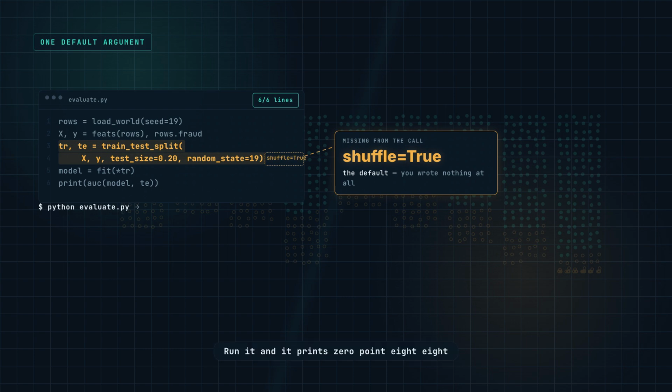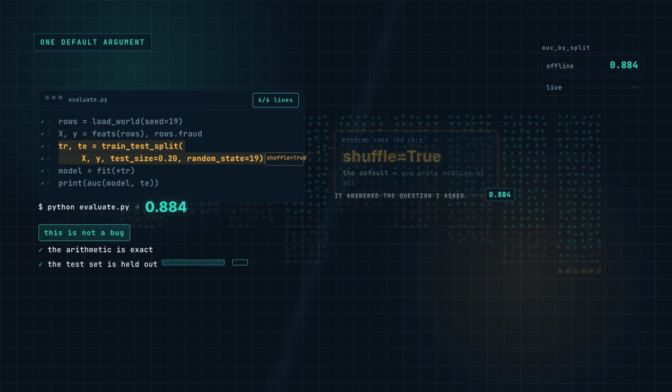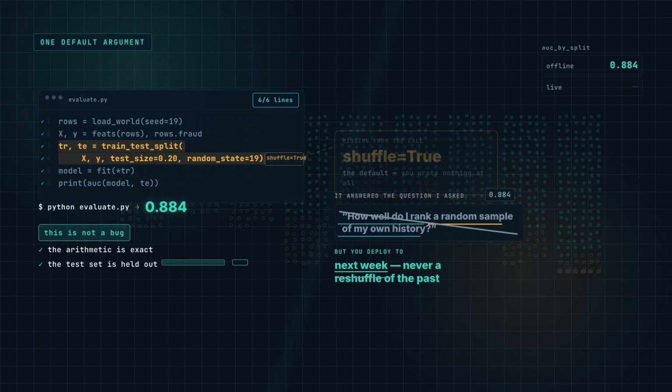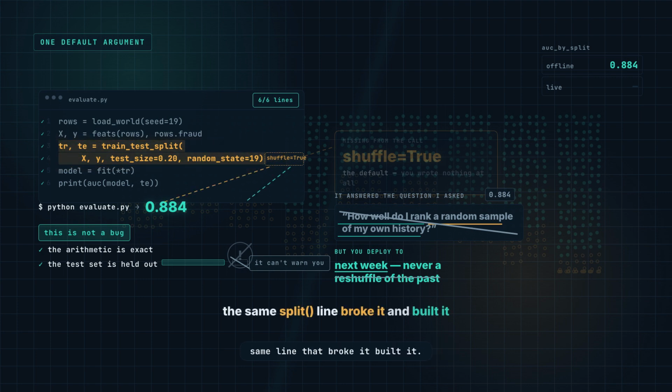Run it and it prints 0.884. That's not a bug. The arithmetic is perfect and the test set is genuinely held out. It answers the question I asked. How well does this model label a random sample of my own history? Nobody deploys to a random sample of their own history. And the test set can't warn me because the same line that broke it built it.